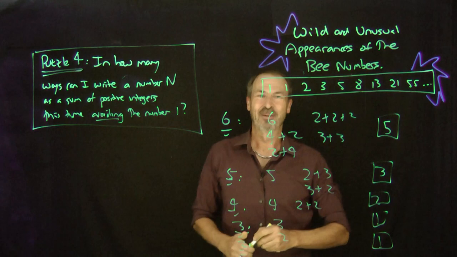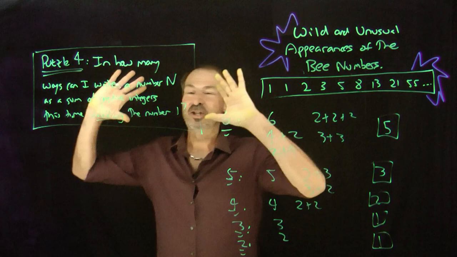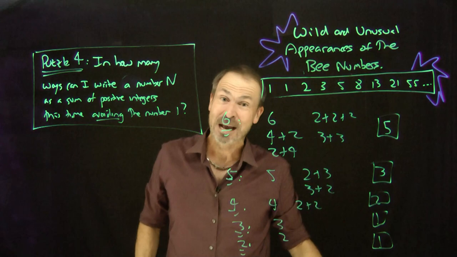The reason I did that, because now I can see the numbers 1, 1, 2, 3, 5. 1, 1, 2, 3, 5. The Fibonacci numbers. Whoa! What does this strange variation of writing numbers as sums, where the sums are now avoiding ones, still align with the Fibonacci numbers? What's going on? This is crazy.